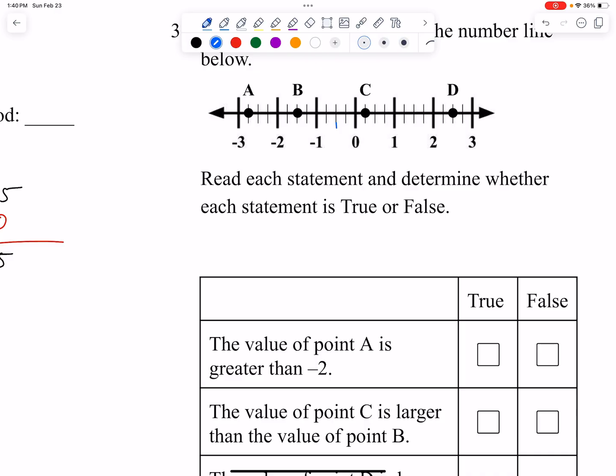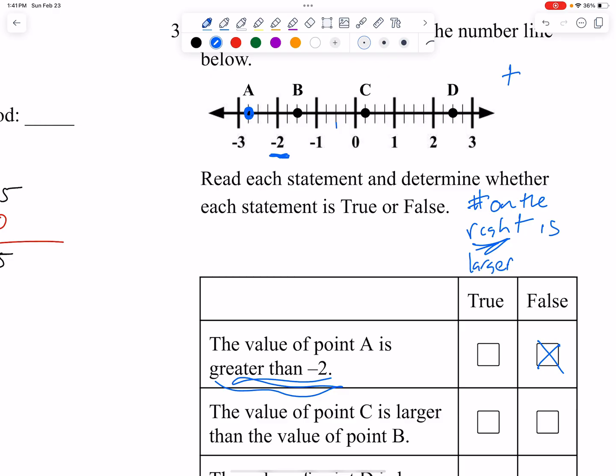Get my color set. Is A greater than negative 2? So where is A? A is right there. Is that greater than negative 2? No. Remember, and here's the biggest hint, on a number line, the number on the right is larger in value.